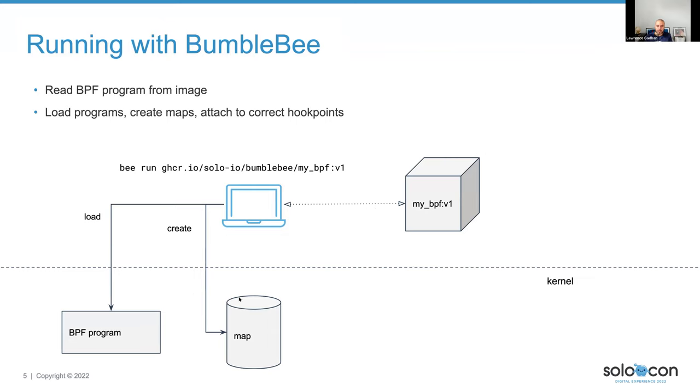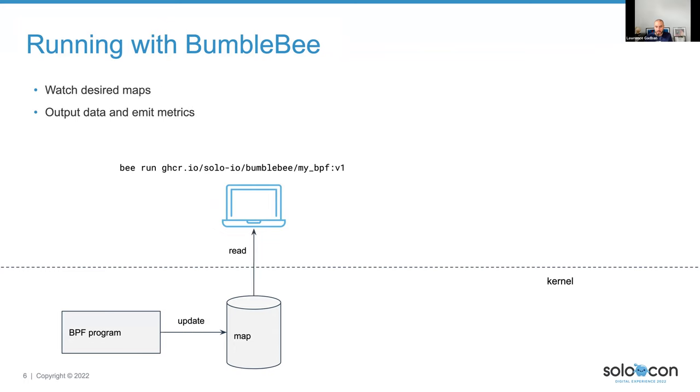Then it goes through the standard loading and bootstrapping of a BPF program, where you create the maps you need, load the program into the kernel, and attach it to the right hook point. Your BPF program is going to update your maps. Then based on some conventions that we have, really it's just the section name, which we'll see in a second, it will dynamically read those maps and output the data either in a pretty text interface in your terminal or as metrics or both.